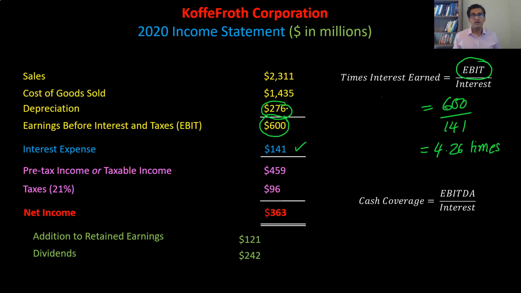So really, if I were to ask you how much cash you have to meet your interest obligations, then technically that number will be a little bit higher. How much higher? Actually 276 million higher. So basically, do the same math, start with 600, but then add back the 276 to get the EBITDA, EBIT before depreciation and amortization, and then look at that in relation to your interest expense of 141. As you can imagine, this number will be higher than this. In fact, if you do the math, this will give you 6.21 times.